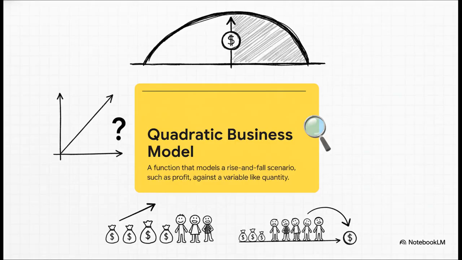This model is so important because it actually reflects how businesses work in the real world. You see, if you just use a simpler linear model, a straight line, it would basically tell you that the more you sell, the more profit you'll make forever. And we all know that's just not true, right? The quadratic model is way more realistic because it accounts for things like diminishing returns and the fact that you can't just sell an infinite number of things.